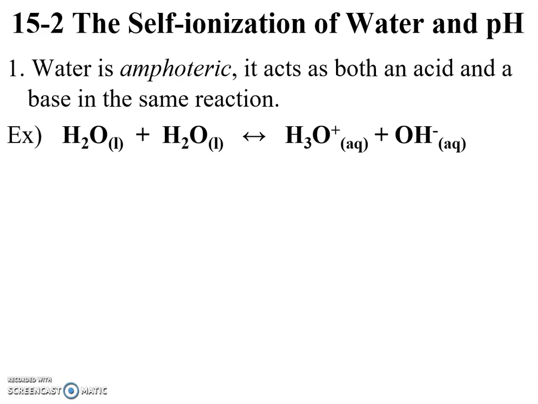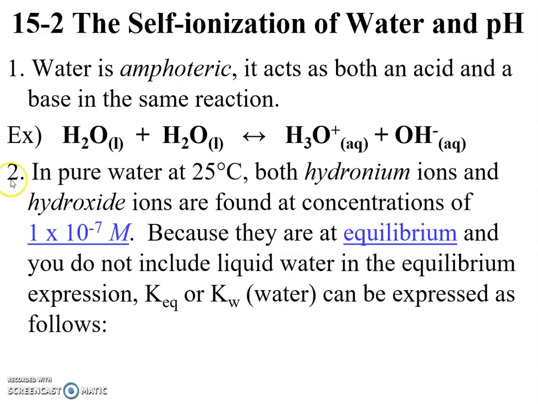Turns out that if you have just neutral water, occasionally one water will hit another and transfer an H to the other one. So what will happen is this will give one of its H's over here, so I'll have H3O and OH. Notice that it comes from two waters. You always get one H3O and one OH. So you get one acid ion, the hydronium ion, and you get one hydroxide, the base ion.